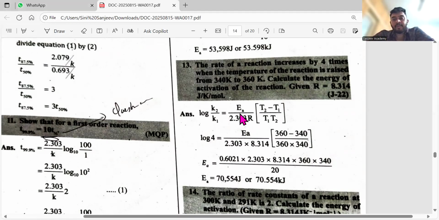So EA is called what? Activation energy. If you know the formula, then we will just fill everything. And R is the universal gas constant, 8.314. Higher temperature and lower temperature, I told you, just fill it here. That's it.